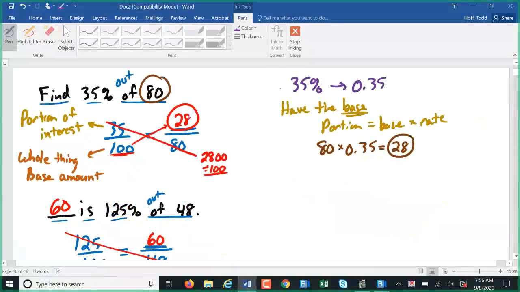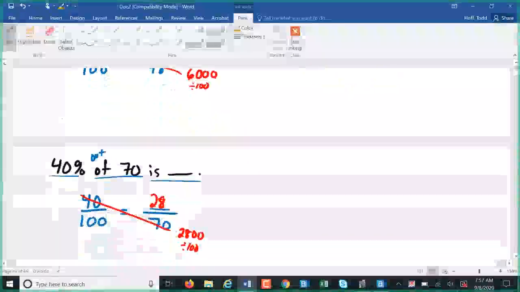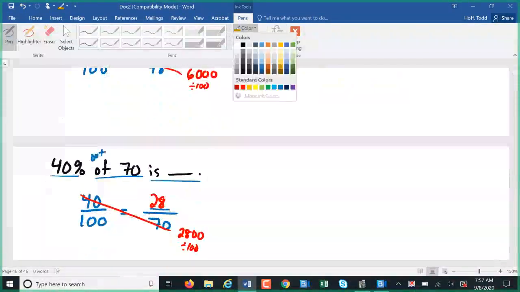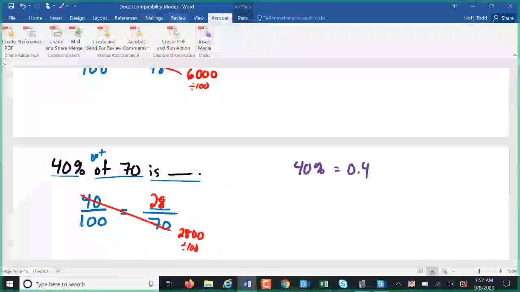Well, let's look at the second one here. We have 125%, which is going to convert to 1.25 as a rate. We have a base of 48, so it's 48 times 1.25. That gives us 60. Well, this is looking like a lot easier method in many ways here. Let's look at the next one, the third one, 40%. Becomes 0.4 as a rate. So we take our base.